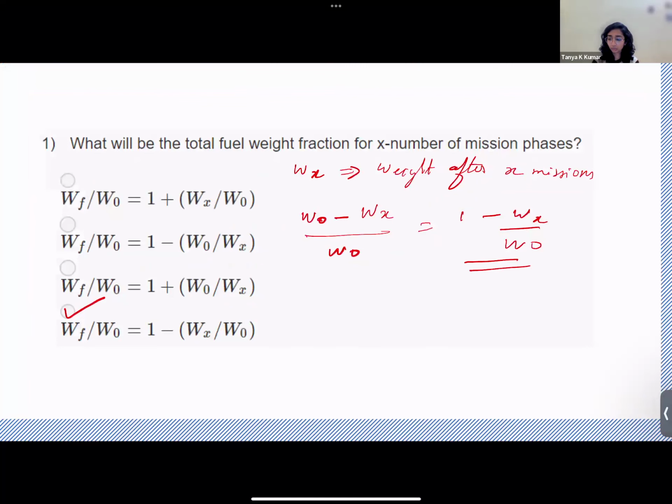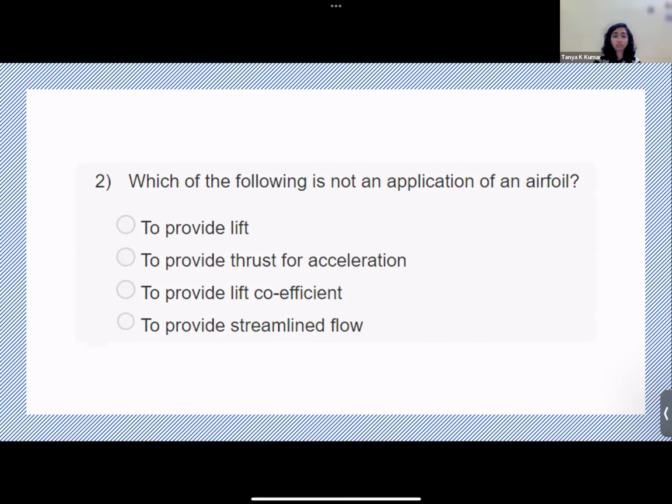Okay. Now let's go to the next question. Very simple. Which of the following is not an application of airfoil? Does it provide lift? Yes. So it does provide lift and lift coefficient, same thing. Does it provide thrust for acceleration? No. What provides thrust? The power plant, right? The engine, the propeller, the jet engine or whatever. Yes, engines. Does the airfoil provide streamlined flow?